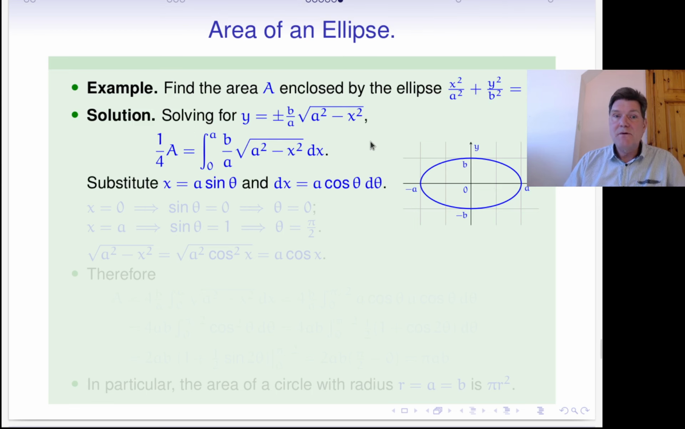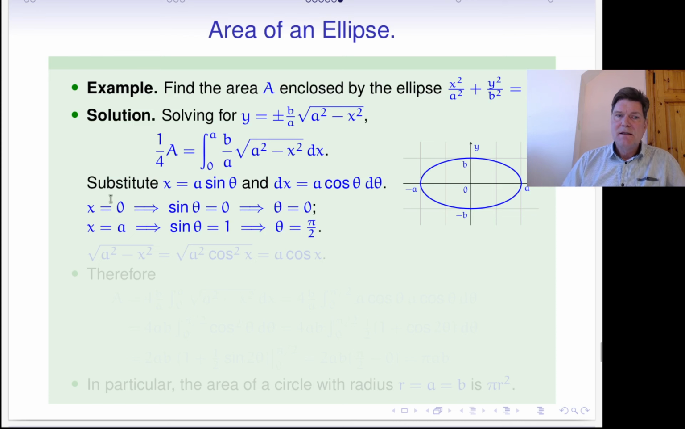Here again we substitute x equals a times sine theta. Finding the derivative of x in terms of theta gives dx as a times cosine theta d theta. Here we're looking at a definite integral, so for the substitution we need to substitute the limits of integration as well.